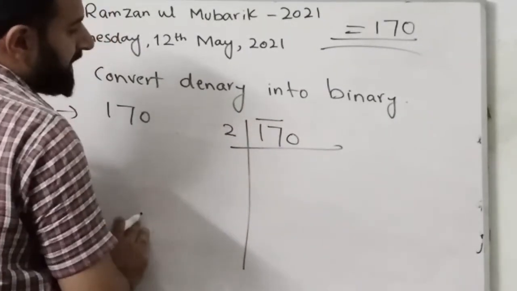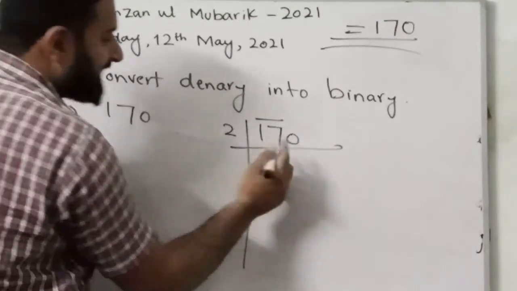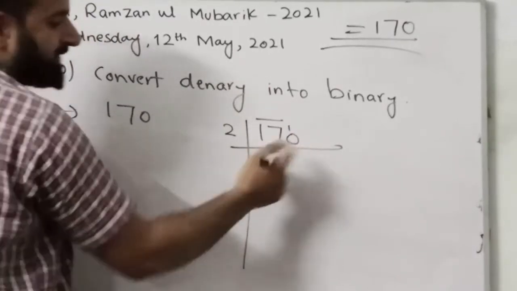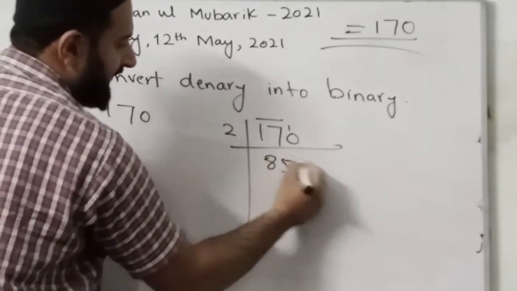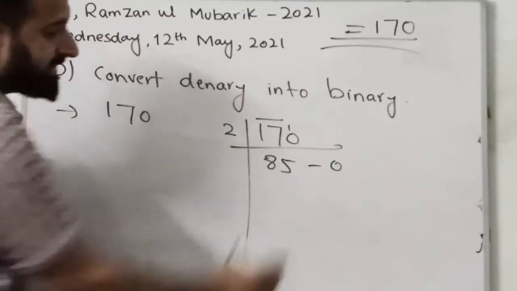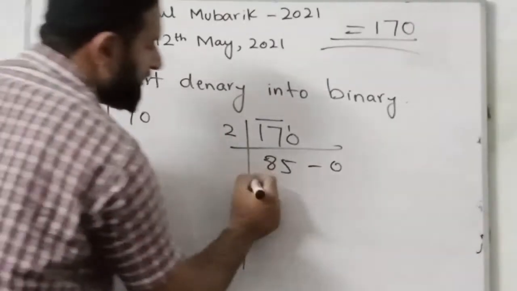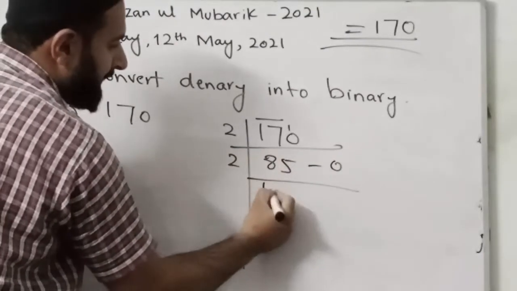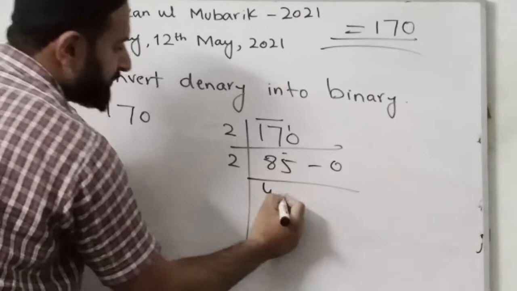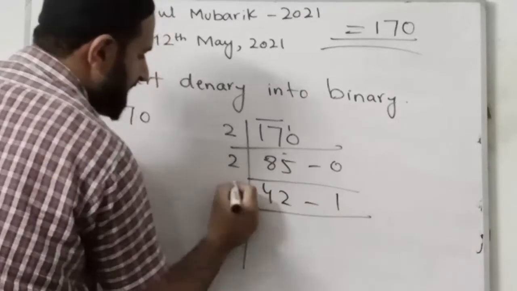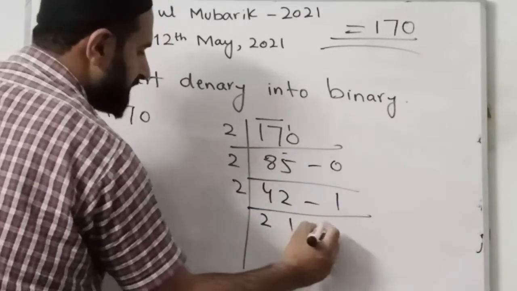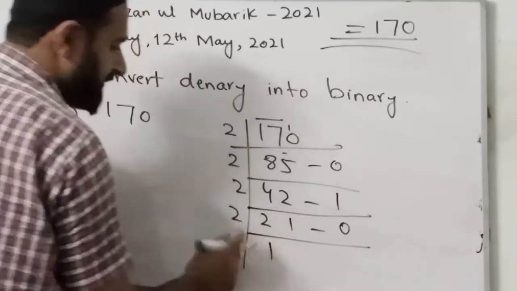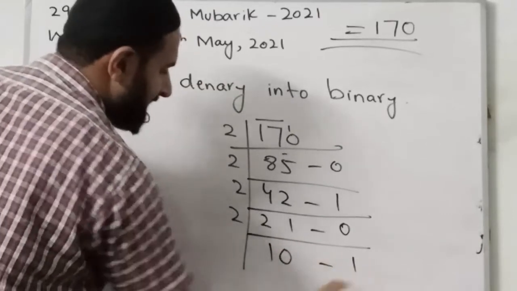2 8s are 16, 1 carry. It will become 10. So 2 5s are 10, 0 remainder. This is called remainder. You need to write it. This is important, in this case I am generating a binary number. So again 2 4s are 8. Then 2 2s are 4, 1 remainder. Then 2 2s are 4. 2 1s are 2, 0 remainder. Then 2 1s are 2. 10 2s are 20, 1 remainder.